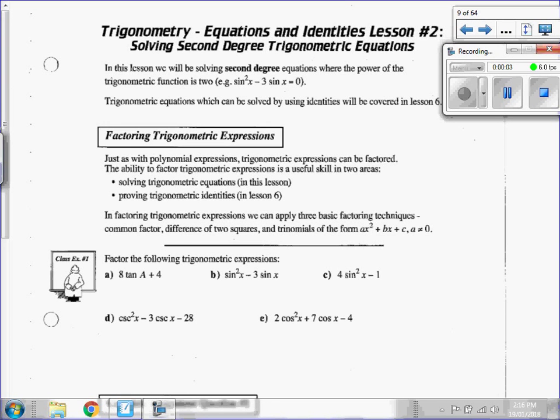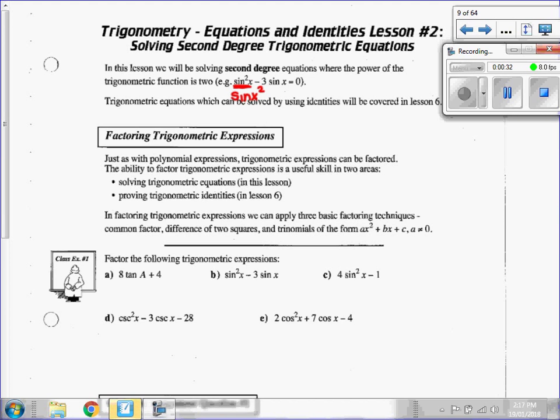Okay, lesson 2 is solving second degree trig equations. What that means is that instead of just sine of x, you've got sine squared of x, second degree. I just want to remind you that sine squared of x is the exact same thing as sine x squared. You'll see it written as sine squared x, but it means sine x squared.